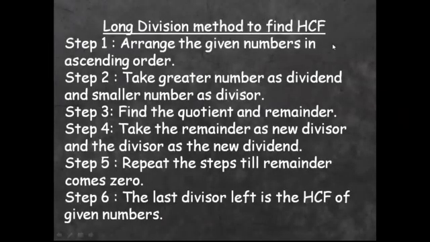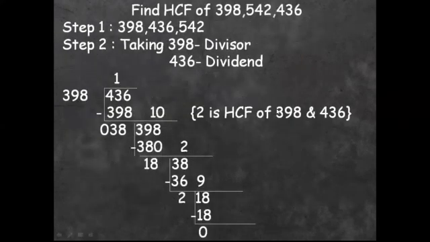Now, let us learn the long division method to find HCF. Let us take an example. Here we are supposed to find the highest common factor of the three given numbers, that is 398, 542 and 436. Now arrange the numbers in ascending order.